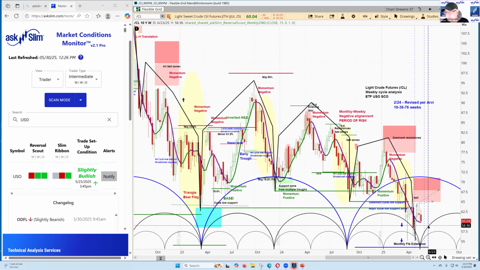Now it's bouncing in here, but remember, it's fighting against this big intermediate downside momentum that's in there. So that's why this is a sell zone between 65 and 68, let's say. And it's very likely to get up there and test it in light crude.